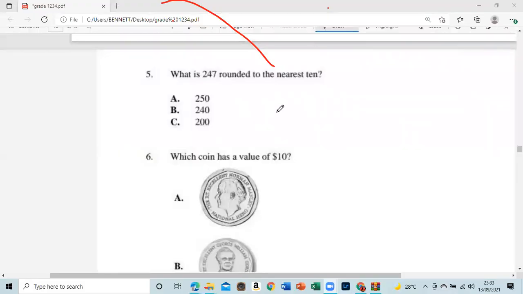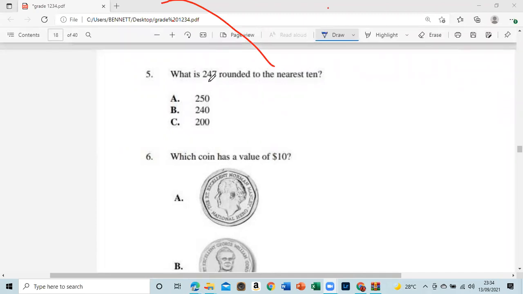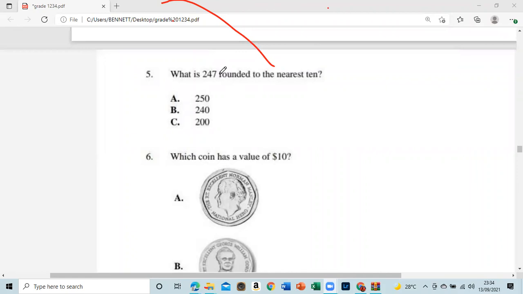On to number 5. What is 247 rounded to the nearest 10? When they say the nearest 10, it's either 240 or 250 because it's 10, right? It's not by the 100. If it was the nearest 100, that would be either 300 or 200. Guys, if you don't know the language, you should do a video on hundreds and tens and rounding off. Oh Lord, you need to go to that.